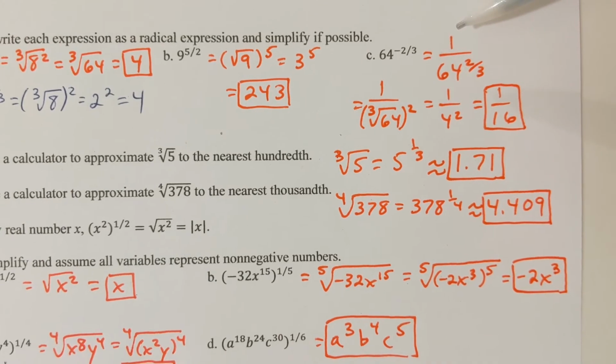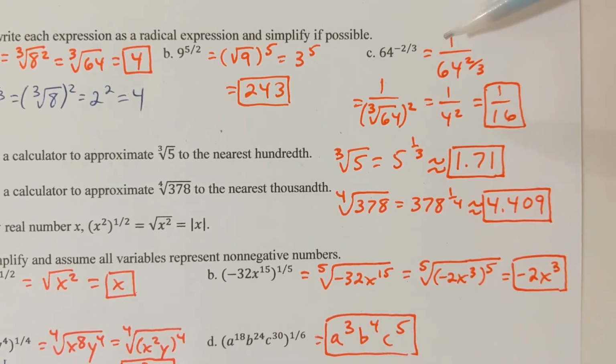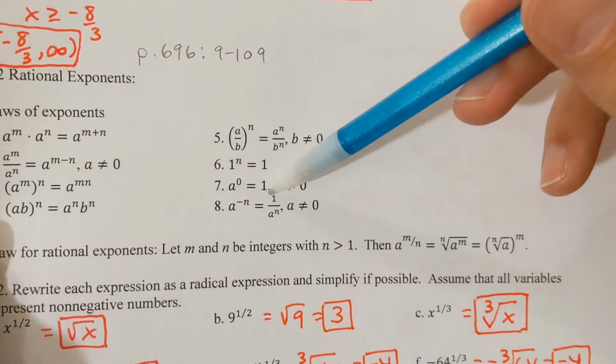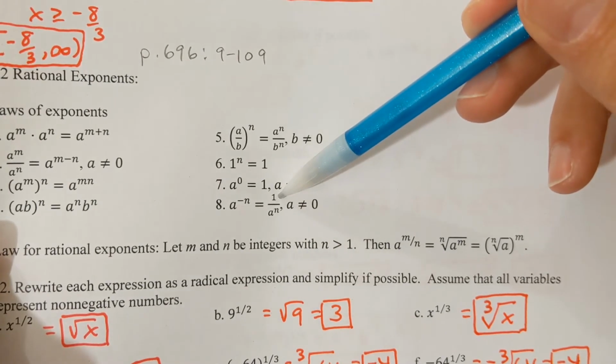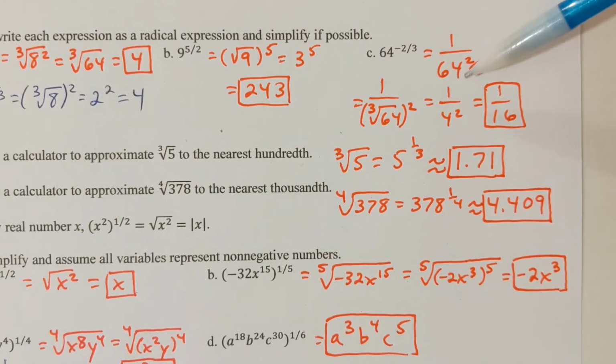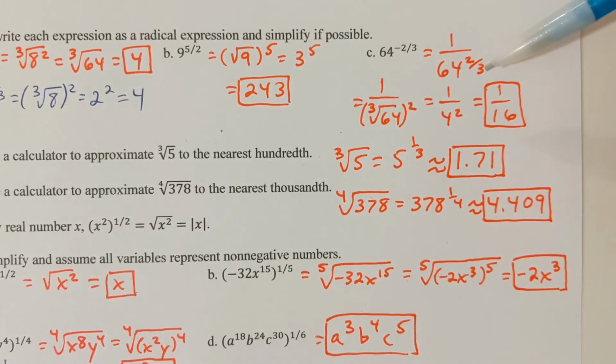Okay, here's another one. Part C, 64 to the negative 2/3. Let me use law 8 in that list to begin. I'm going to rewrite that so that we have a positive exponent: 1 divided by 64 to the 2/3 gives me that positive exponent now. And then I'll need to know what 64 to the 2/3 is.